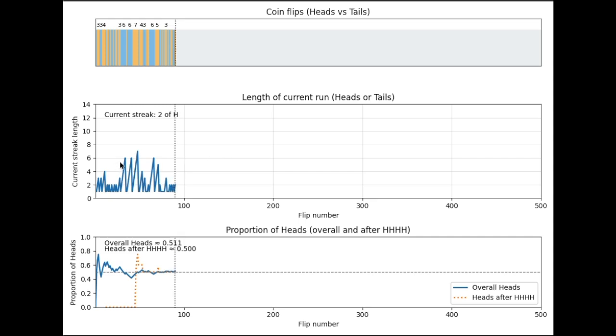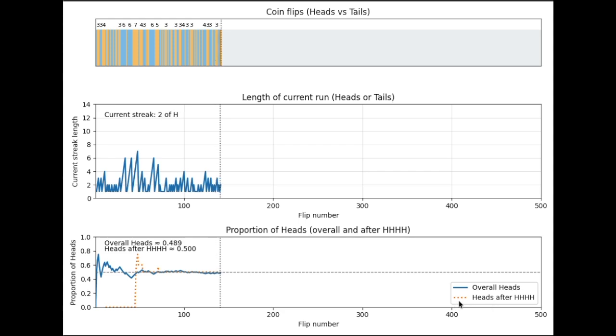So we can see that there were so far at about 100 flips, there's been about 3 streaks of 6, right? 1, 2, 3, and 1 streak of 7. And finally, our third graph shows us the proportions. So this is the proportion of heads. That's what this solid blue line represents. This is, given all of the flips so far, how many of those were heads? And as expected, it's about 50%.